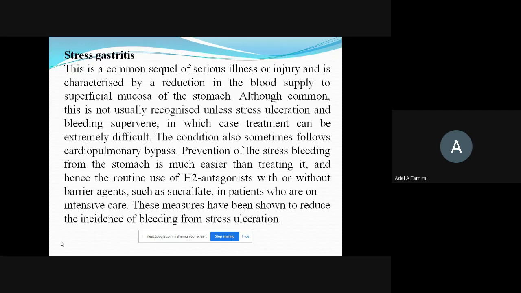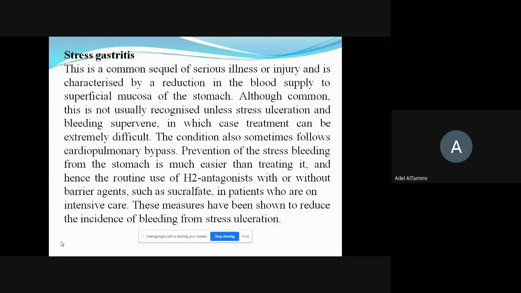Although common, this is not usually recognized unless stress ulceration and bleeding supervene. هسه قبل شويه قلت لكم اياها. عادة الكومن يعني ذولا serious illness مثل السبتيك شوك، patient severely ill، وين موجود؟ وين؟ بالانتنسيف كير يونت، عنده في درجه بيرن قويه more than 50% burn of the body، عنده severe head injury، ذولا serious illness or injury يصير عندهم element of gastritis، بس هذه عاده ما تبين اذا ما يصير ulceration وبليدنج.